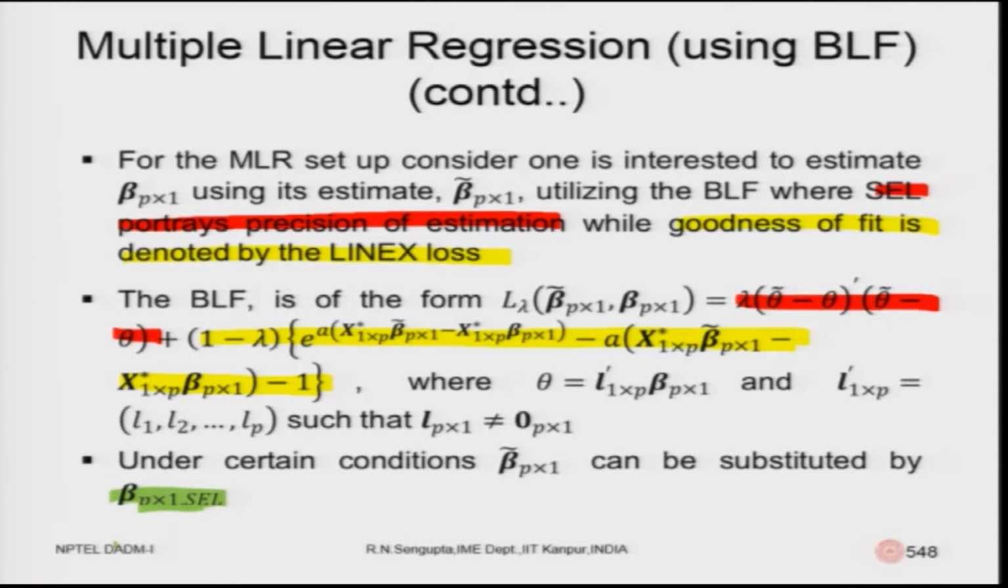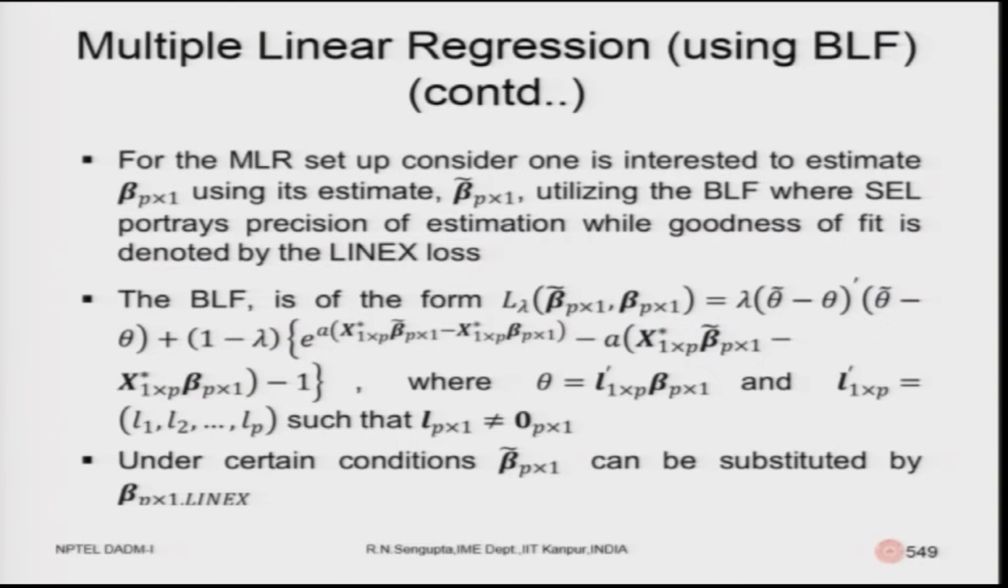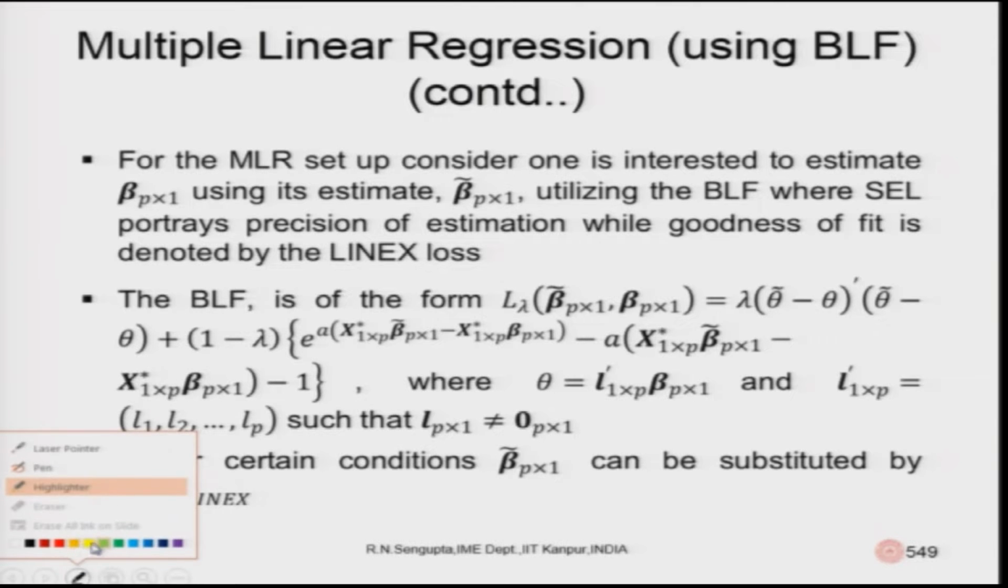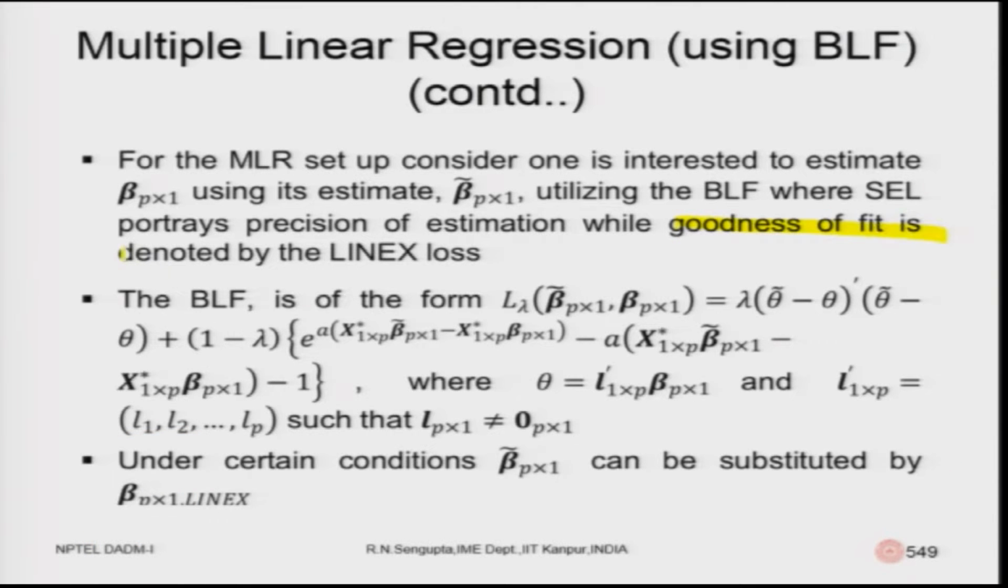Now, come to the fourth example. Here I will use goodness of fit again to be denoted by Linex loss. So, the problem is for multiple linear regression, one is interested to estimate beta using beta tilde, again beta tilde being used very generally, and we have the goodness of fit and the squared error loss portraying one error and goodness of fit being portrayed by the other error. So, goodness of fit, let me use the yellow color, is being denoted by Linex loss, which is here.